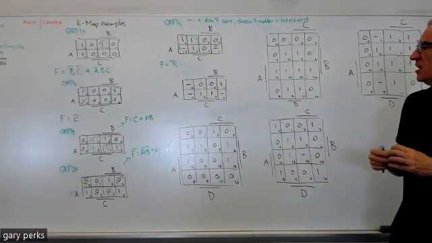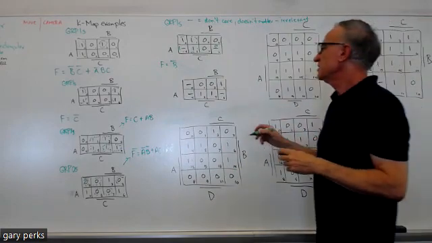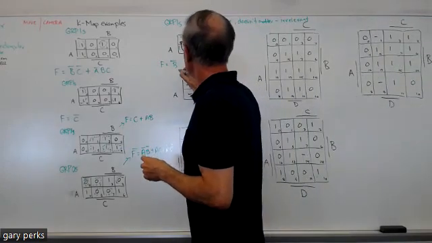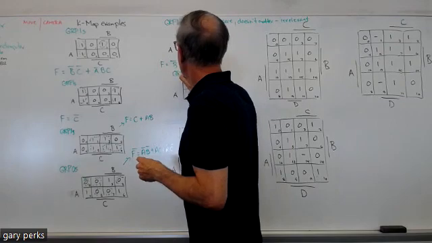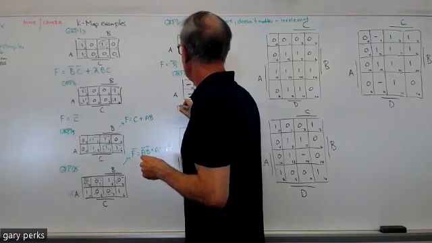Okay, let's do this one. This one here, we're going to group zeros. So we're going to get not F.